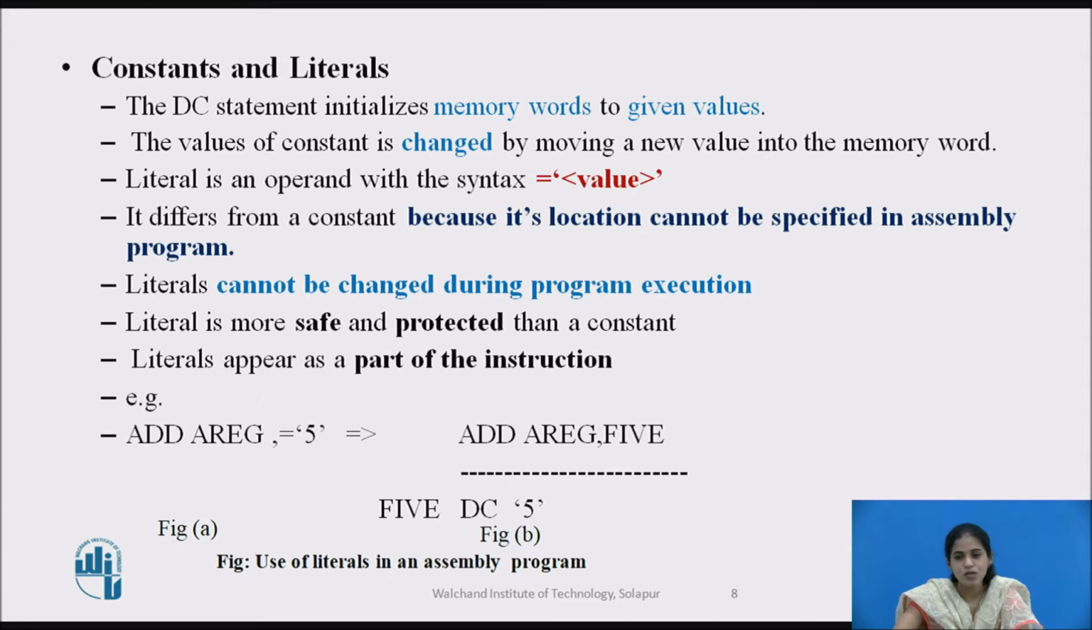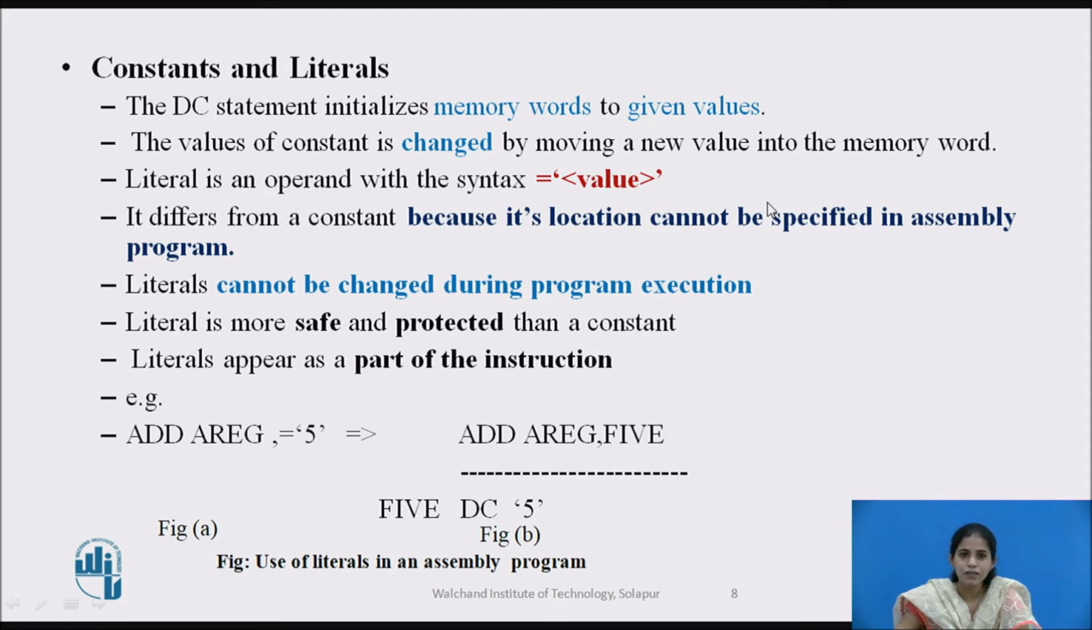But the values of a constant are changed by moving a new value into the memory word. So that's why we use literals. A literal is nothing but an operand. How do we write these literals? The syntax for writing a literal is an equal sign, and within single quotes we specify the value. So this is the syntax of declaring a literal.